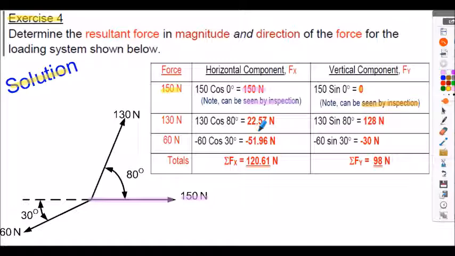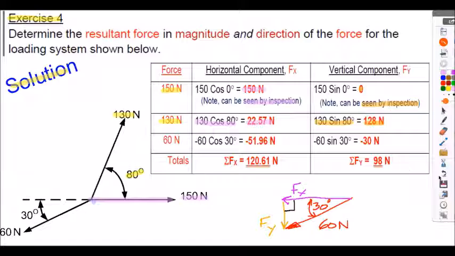Next, considering the 130 newton force shown here. Notice the angle is 80 degrees to the horizontal. So evaluating the horizontal component Fx, that's 130 multiplied by the cos of 80 degrees, which should be 22.57 newtons. And the vertical component Fy is 130 multiplied by the sine of 80 degrees, that's 128 newtons. Both of those senses are positive. The horizontal component would be in the positive direction and the vertical component would be in the positive direction.